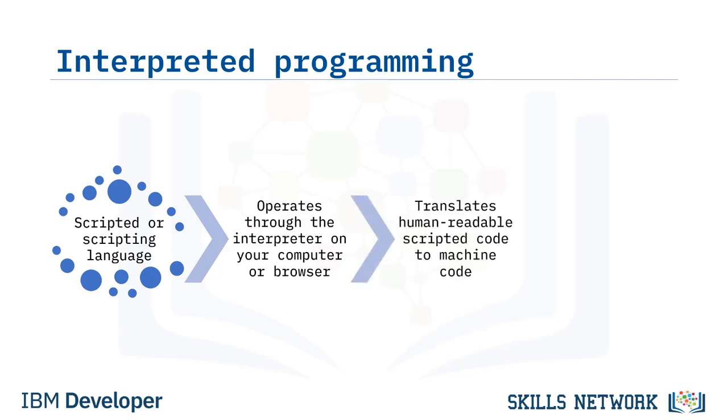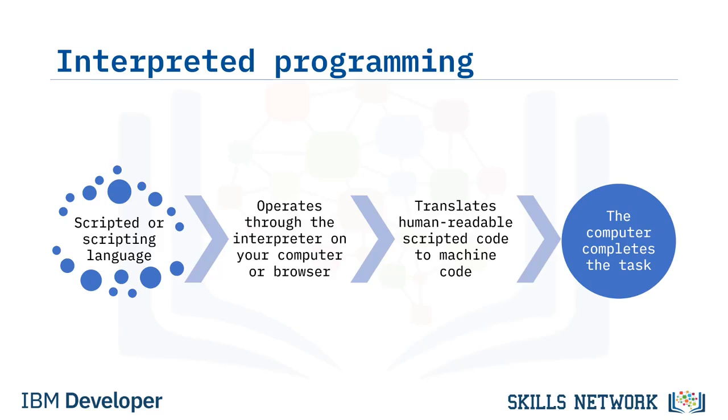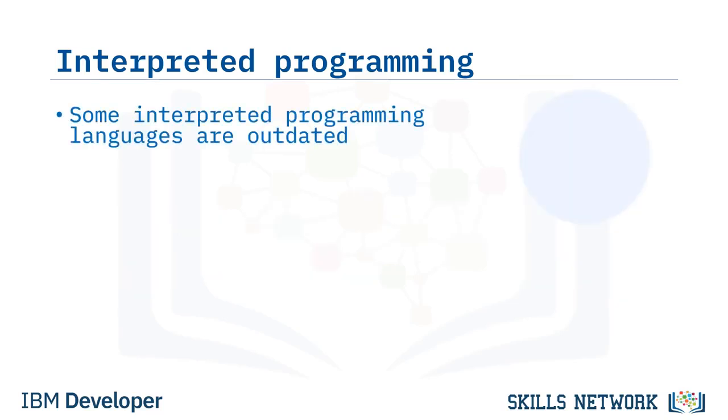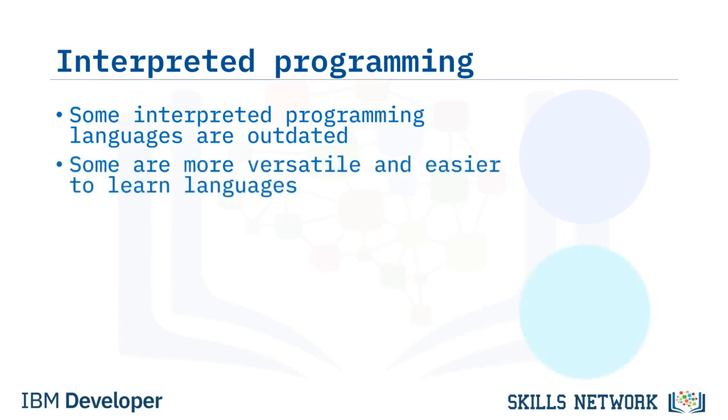Remember that programming languages are in human-readable code, so the interpreter takes the human-readable scripted code and then translates it into machine code, enabling the computer to complete the requested task. As computers and web pages have changed and advanced, some interpreted programming languages are outdated, and they are not as useful or relevant. Some other languages are more versatile and easier to learn, which means they are preferred over other scripting languages and are used more often.